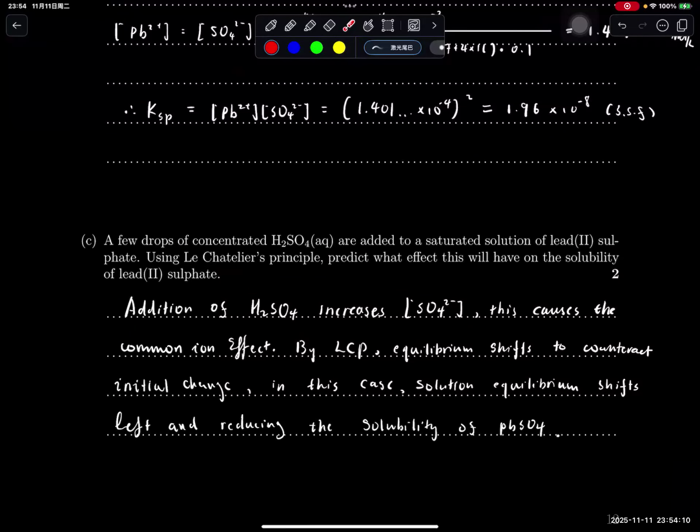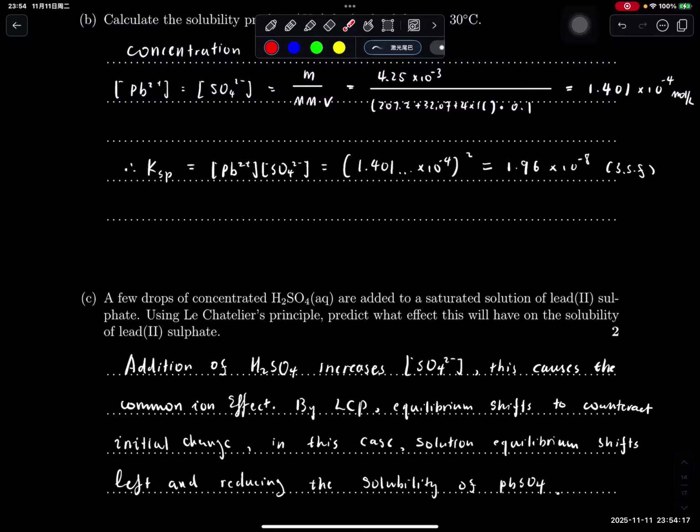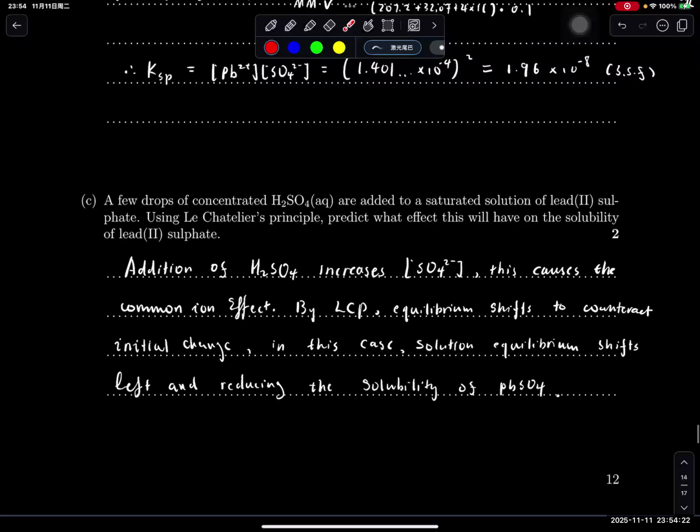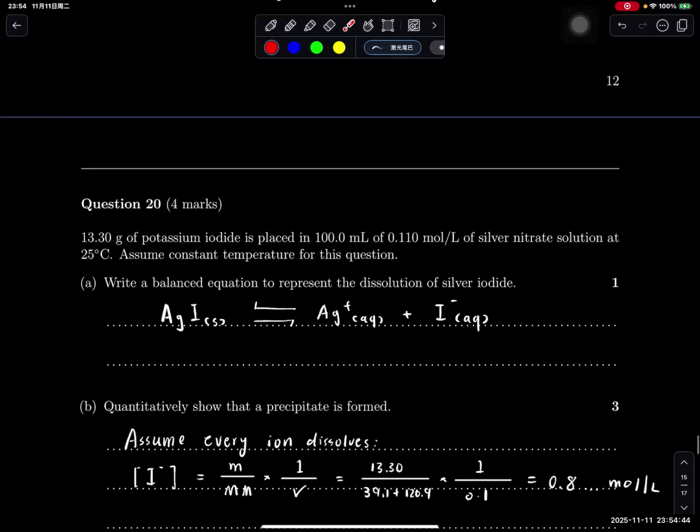Okay, part C, a few drops of concentrated that is added, and then I think you get a common ion effect. So using Le Chatelier's principle, predict what will happen, right? So adding that increases the concentration of that, this causes the common ion effect. By Le Chatelier's principle, the equilibrium would shift to counter the initial change. Despite this definition, I get 1 mark from that. And answering the question, in this case, the solution equilibrium shifts to the left, reducing the solubility. That's another mark, getting 2 marks. Okay. So at this point, you should be very familiar with how to use LCP. Okay, it's quite easy.